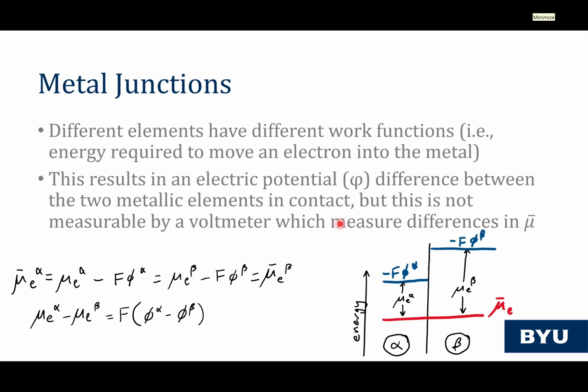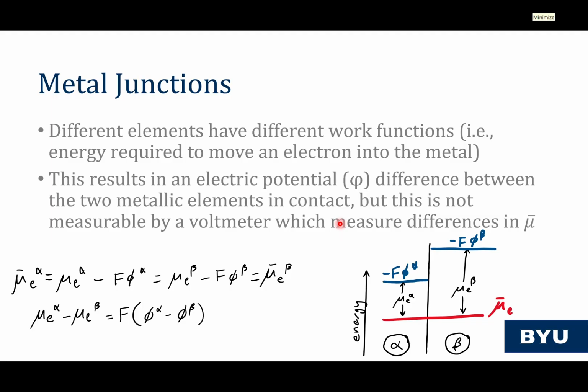So let's jump into a few examples with electrochemical potential. Let's say we have a metal junction, and we're going to call one of these metals alpha and one of these metals beta. Well, what will we see? We will have different work functions. Let's say we have two different metals here. We have metal alpha and metal beta.